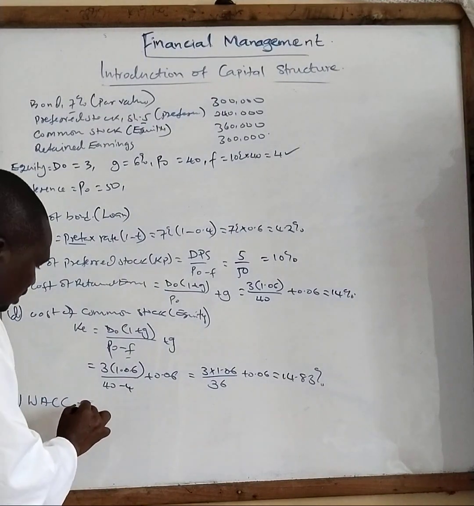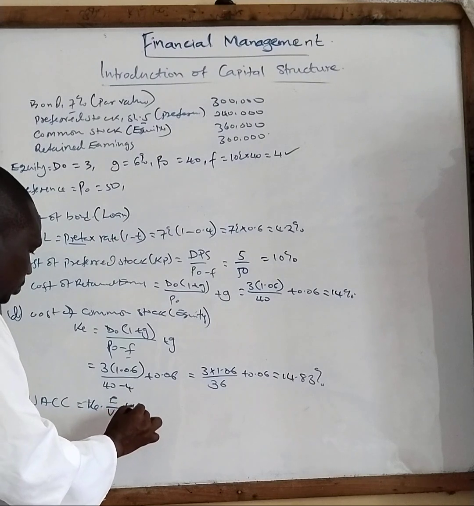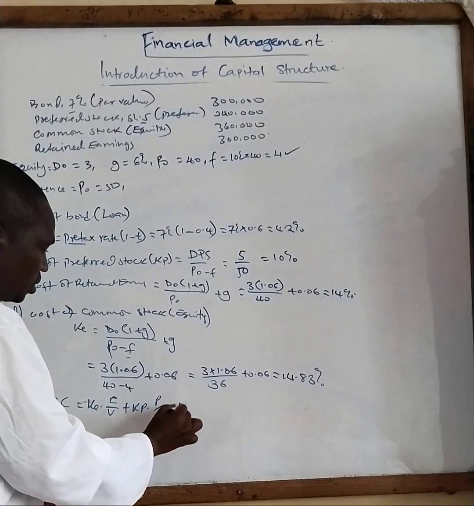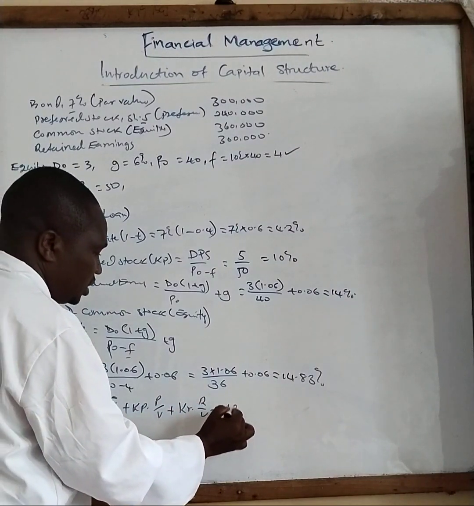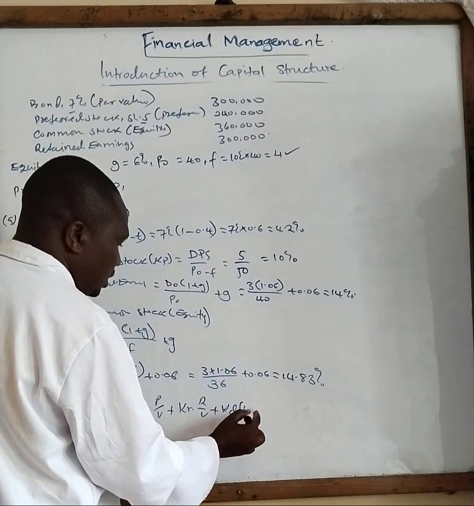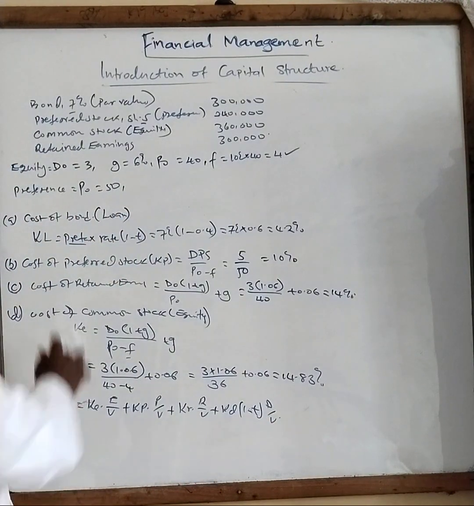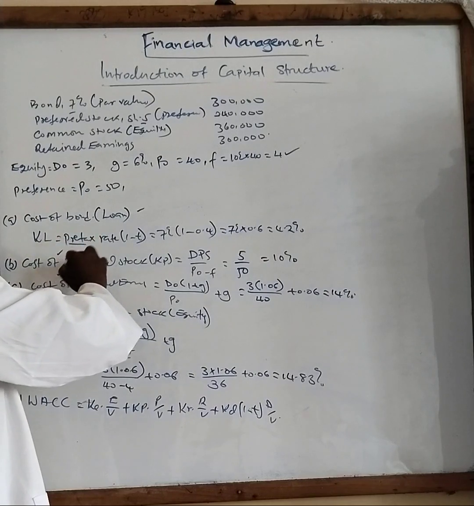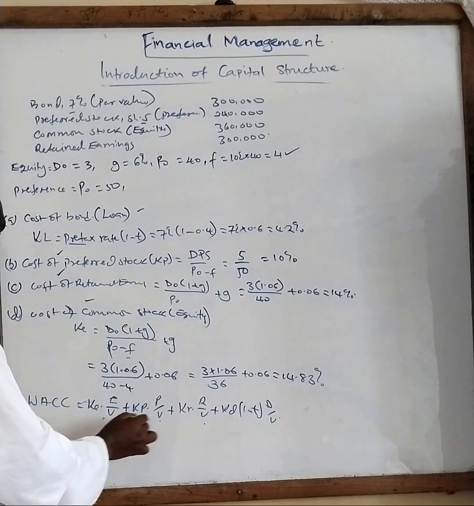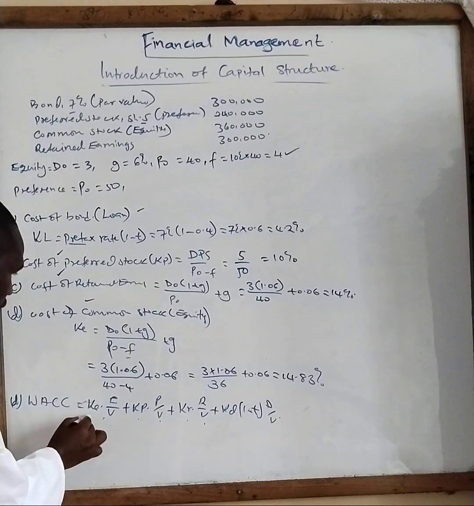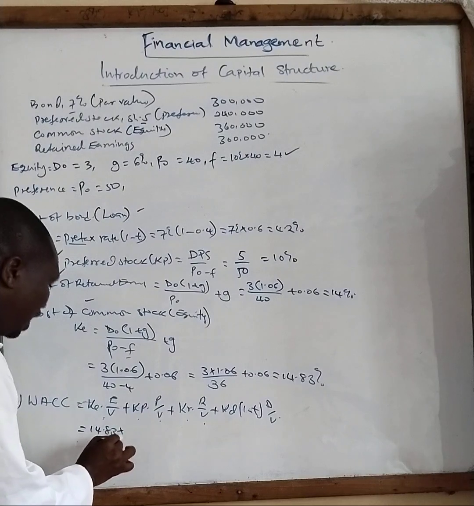Now, if you go to the last one, which is the weighted average cost of capital, it is given by cost of equity, equity over value, plus cost of preference, preference over value, plus cost of retained earnings over value, plus cost of the debt, into brackets 1 minus T, D over V. So how many are they? We have 1, 2, 3, and 4. So we substitute. Cost of equity is the last one that you have just calculated, 14.83 times the value.